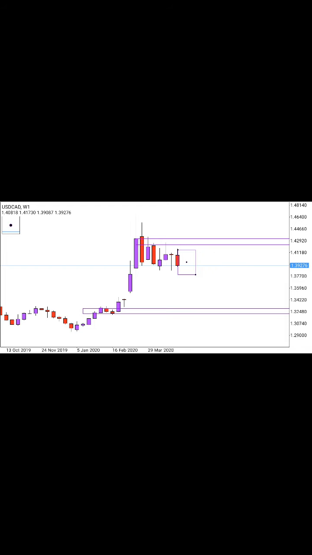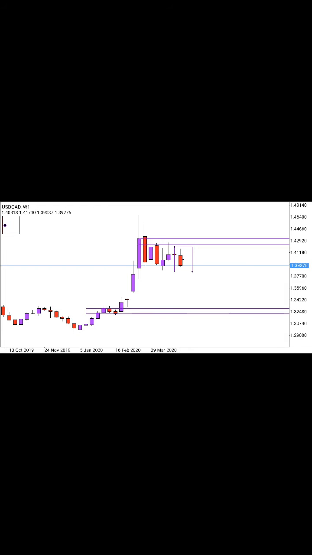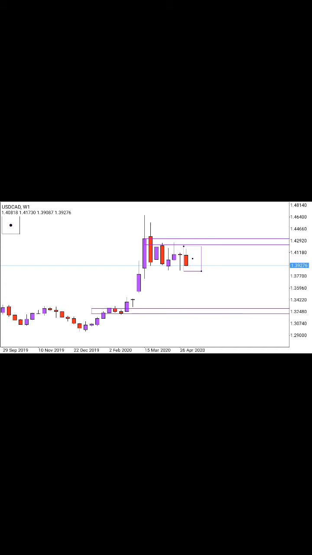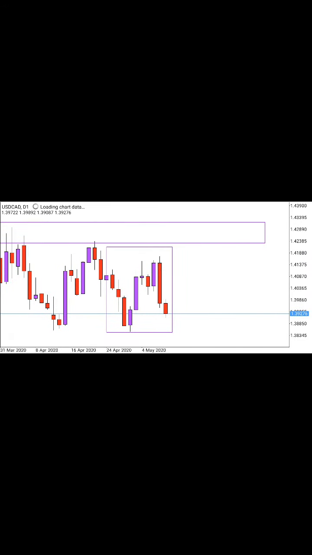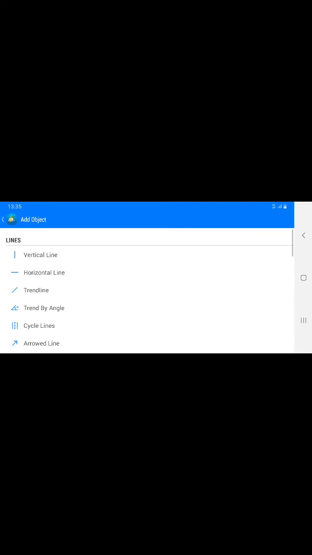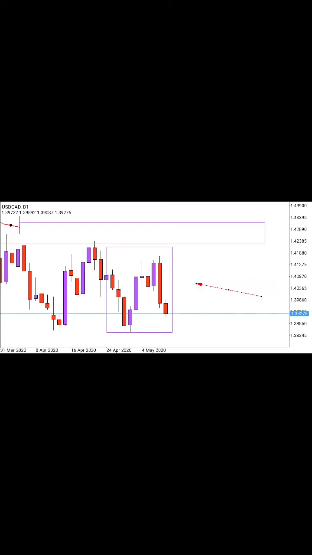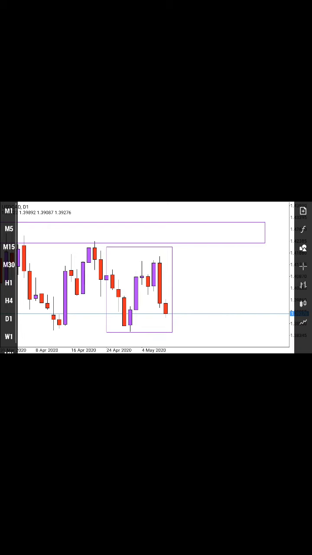I'm expecting 2 small bullish candles and 3 bearish candles. Let's go into the daily. If you look from here, the daily candles: 5 4 3 2 1, 1 2 3 4 5. So in this case, as I said, 2 bullish candles and then 3 bearish candles. So correct. I'm going to delete this.